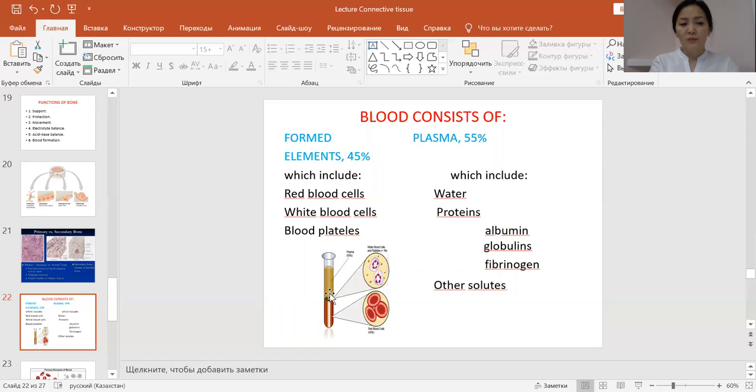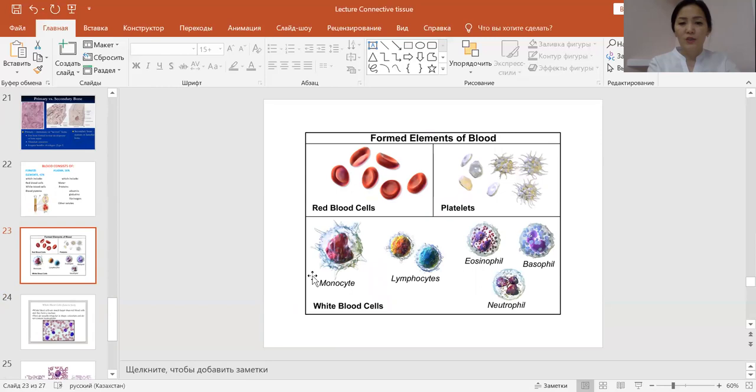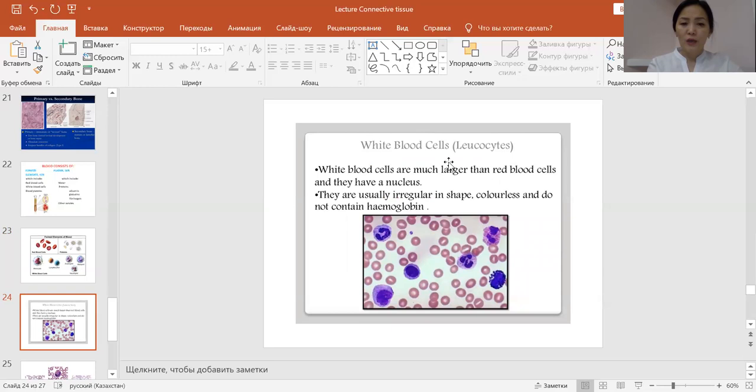And you can see in this slide different types of formed elements. First, red blood cells. Their first function is transport, of course; they can transport different types of products. And we can see platelets, which are responsible for blood coagulation. And you can see here different types of white blood cells. Morphologically, all types of white blood cells are usually larger than red blood cells, and all types have a nucleus. This purple part is the nucleus. They are usually irregular in shape, colorless, and do not contain hemoglobin.